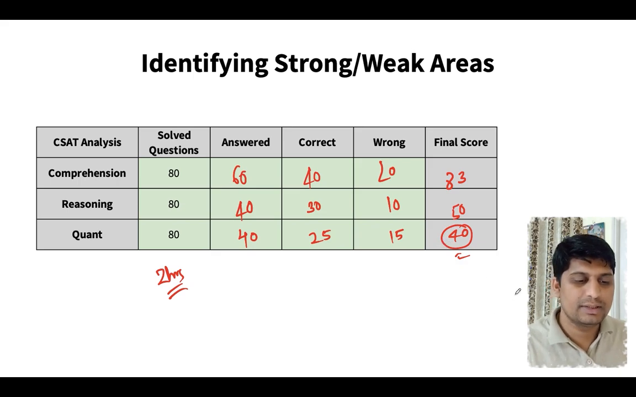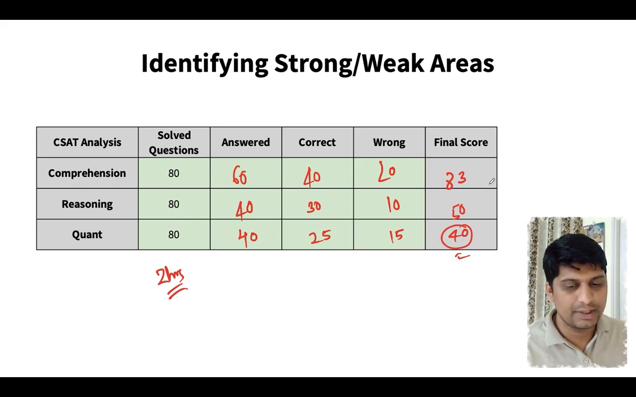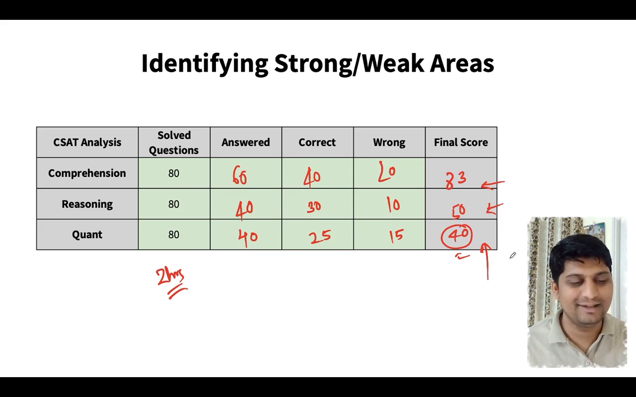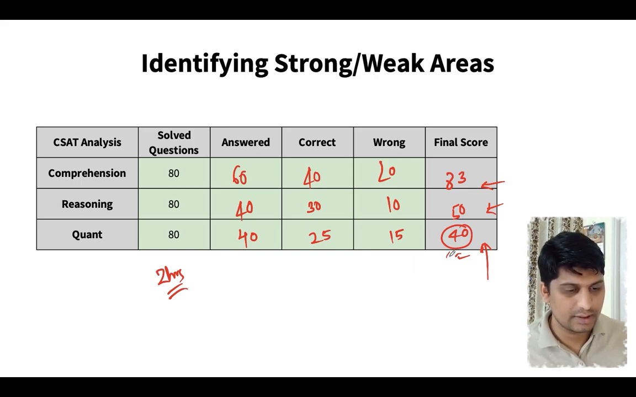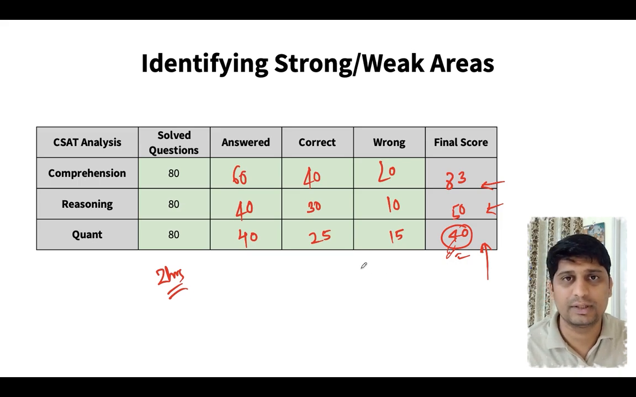Now what this table is telling you is that comprehension is your strength, reasoning is your second best, and quant your worst. No need to feel worried. This is just the beginning of the analysis. Something like this you will face. Something will be your strength, something will be your weakness, but it's good to know beforehand what your strength and weakness are, so that you can optimize your preparation accordingly.